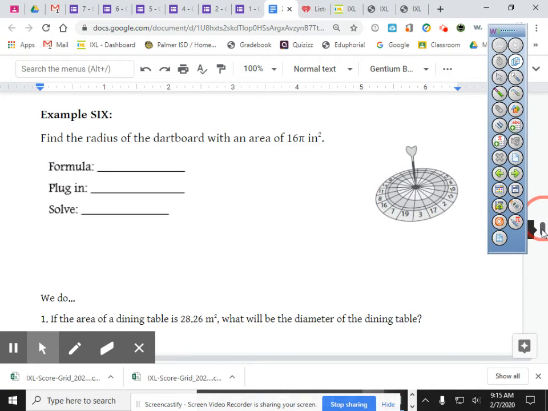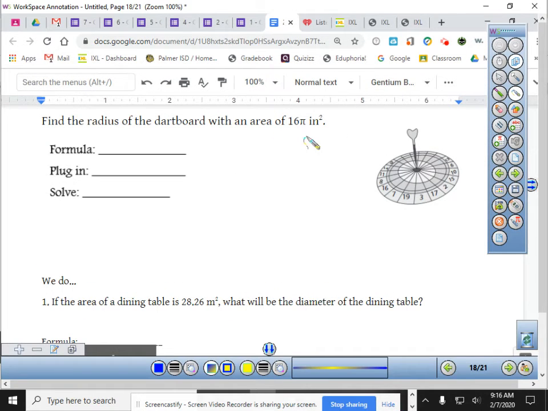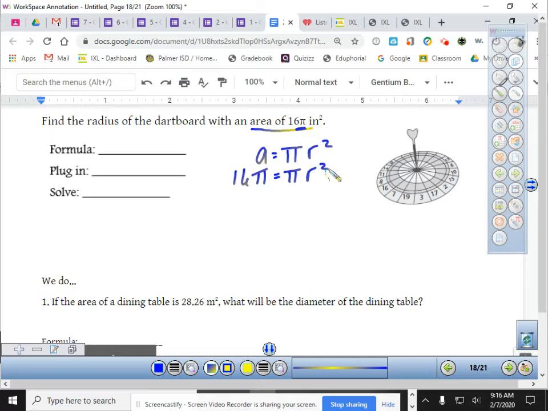Example number 6. We did that one. Did they change pi? No. Did we change pi? No. Find the radius of the dartboard with an area of 16 pi square inches. Area equals pi r squared. What is the area? 16 pi. So 16 pi equals pi r squared.